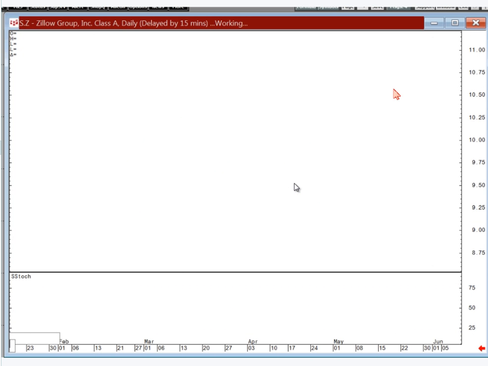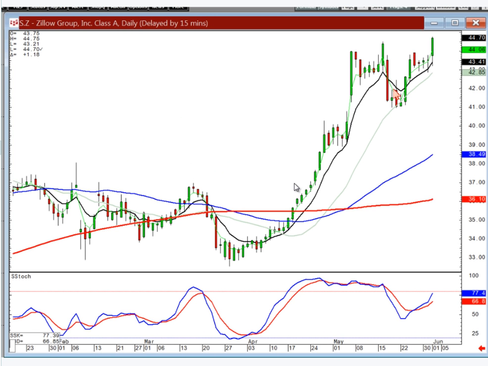Zillow, just stay long. Be ready to buy this one on positive trading. Wave 1, wave 2. Notice your little Morningstar signal with the inverted hammer. Now you're breaking out. I'd be a buyer on positive trading on this one.